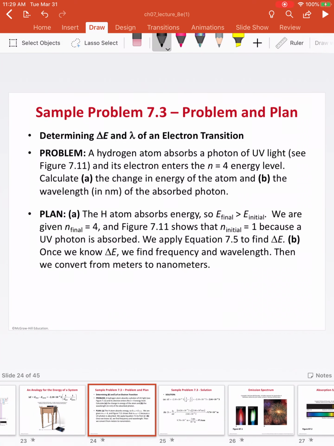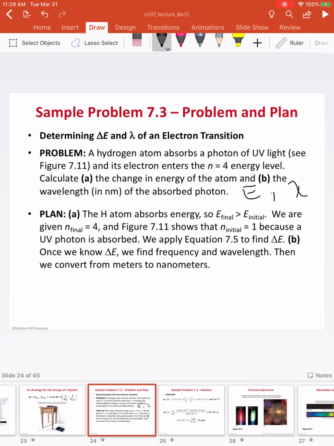Now let's put this into practice. A hydrogen atom absorbs a photon of UV light, and its electron enters the n equals 4 energy level. Calculate the change in energy of the atom and the wavelength of the absorbed photon. So we want to find out the energy, and also we need to find out the wavelength.